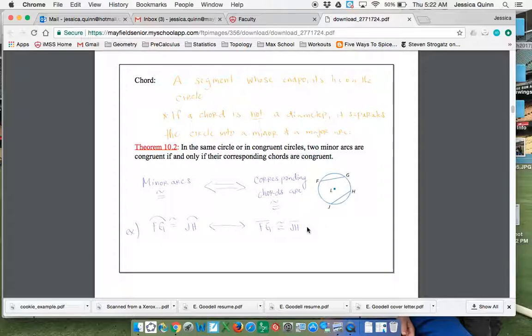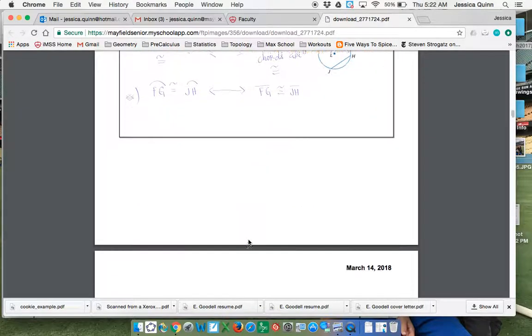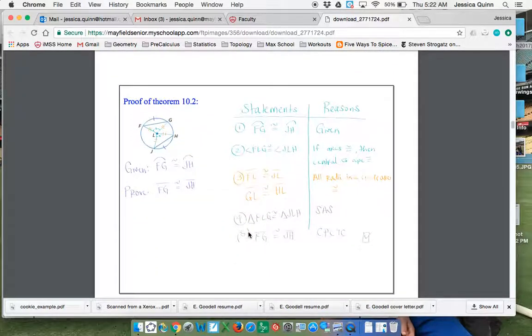I did the proof for this one in the other class. It's not necessary. I'm not going to give any proofs on the quizzes, tests, or homework, but I think it's a good proof to go through because it points out some interesting things about circles. So the proof is already done, unfortunately, so you get a spoiled surprise. But I used the same exact picture. I said, given that we have congruent arcs, prove we have congruent chords.